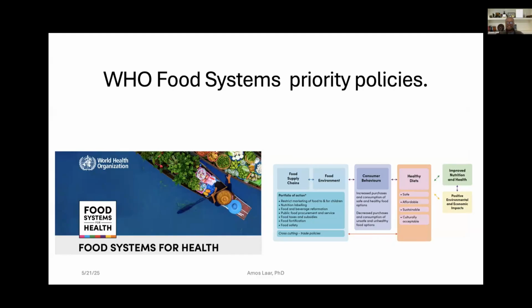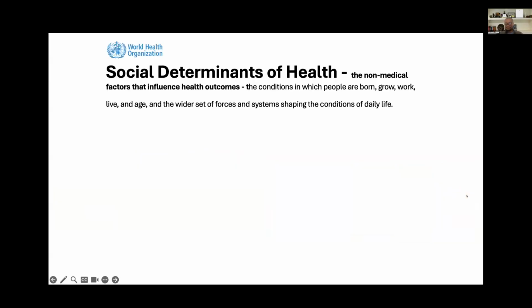Following the Food Systems Summit, they consolidated all these and came out with what they refer to as food systems priority policies. And those are the policies I'm talking to you about today. Restricting marketing of unhealthy food, especially those targeting children, nutrition labeling, front of pack labeling for example, public food procurement and service policies. And this is also like a theory of change as to how implementing those policies can eventually lead to improved nutrition and health.